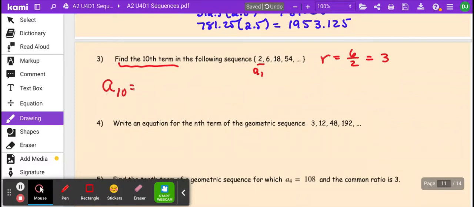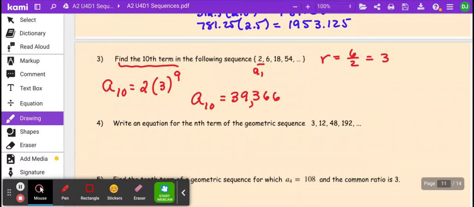To find the 10th term, it's the first term times the common ratio. Now remember, this is to the n minus 1, so that's where I get my 9. And easy. 3 to the 9th power times 2. And you can put that in your calculator, use the parentheses. We do get 39,366. And that's the 10th term. All right, so easy peasy.